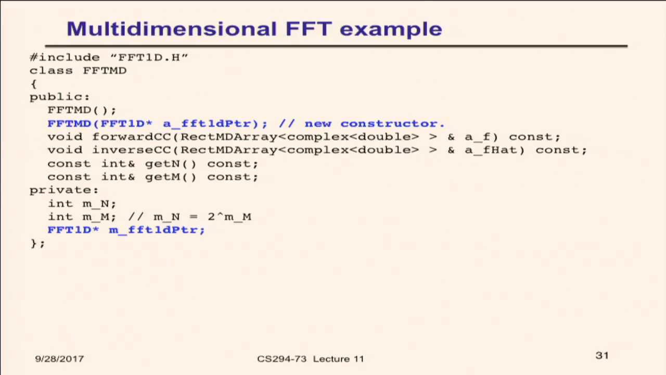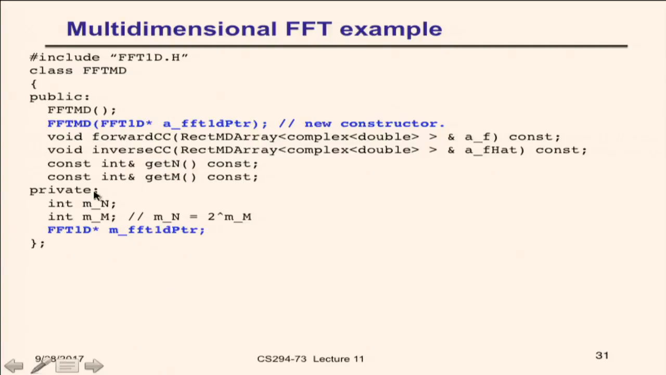So how does this change our multidimensional FFT example? We have a default constructor for MD, and now we have a constructor that takes as its argument a pointer to an FFT1D. And then it has forward, all the rest of the interface is the same. Now, why doesn't the constructor have M in there? That's something you should ask. Well, it turns out FFT1D has M encoded into it. That's part of its construction process. So I don't have to pass it in separately.